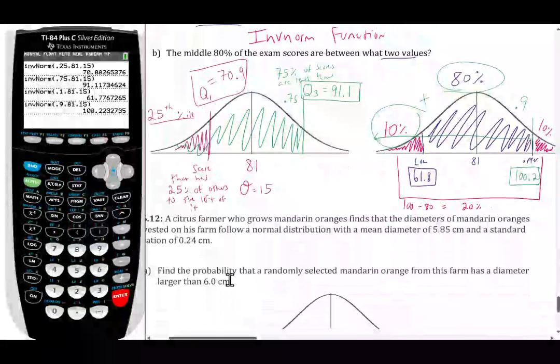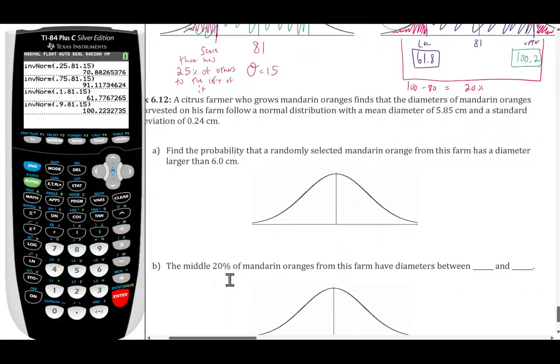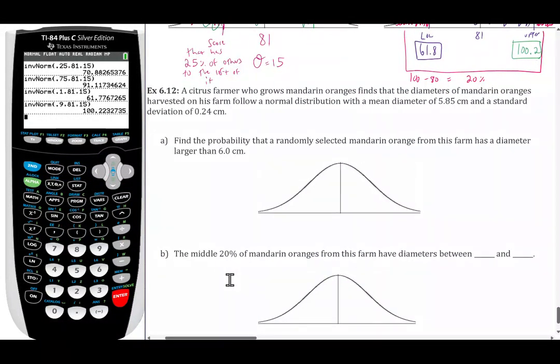We have one more example we're going to work on. And this example says, a citrus farmer who grows mandarin oranges finds that the diameters of mandarin oranges harvested on his farm follow a normal distribution. So as soon as we see something like this, we know that we can draw these pictures, and we can start applying either the normal CDF or the inverse norm. With a mean diameter of 5.85 centimeters and a standard deviation of 0.24 centimeters.